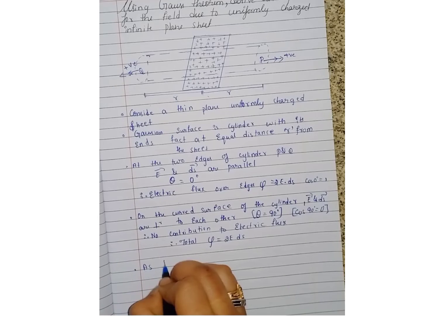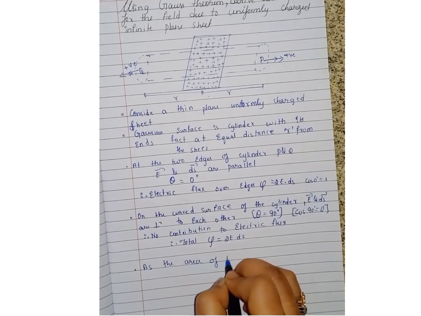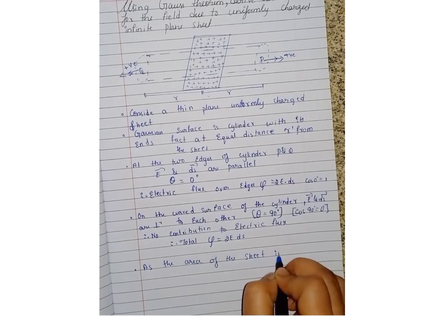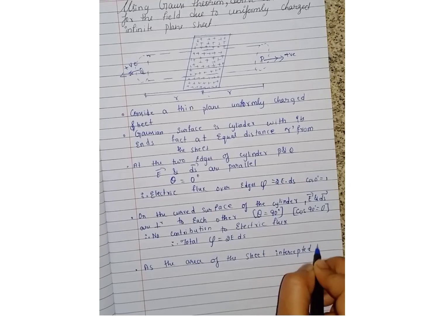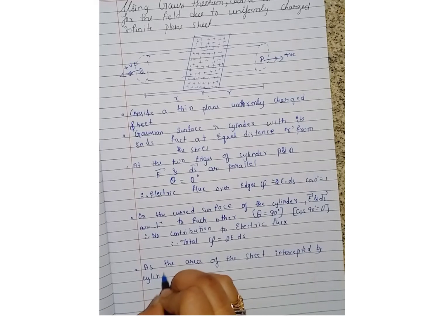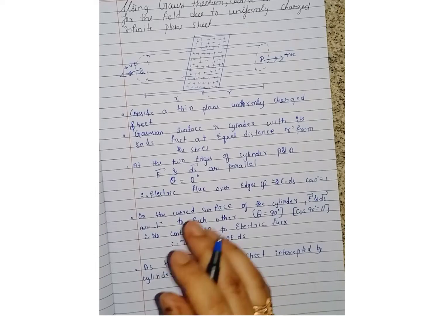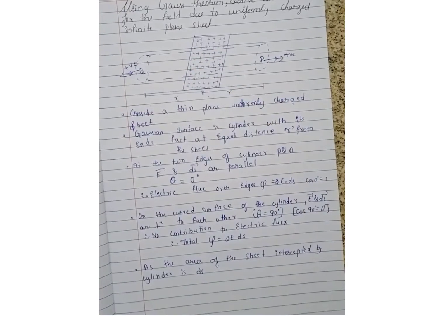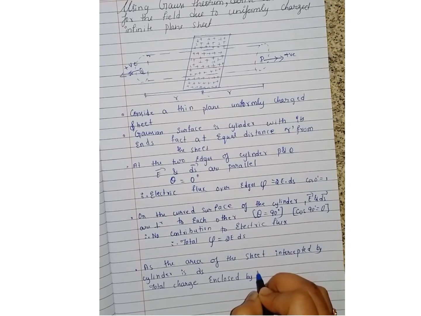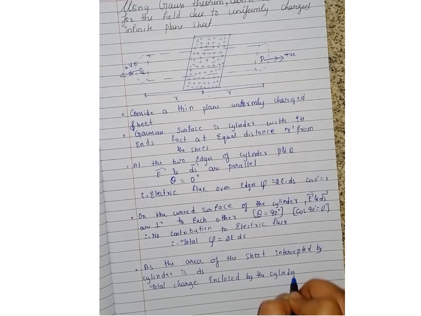Next, the area of the sheet intercepted by the cylinder is ds. Total charge enclosed by the cylinder: sigma is equal to q by ds, and q will be equal to ds into sigma. So this is equation number 1 and this is equation number 2.